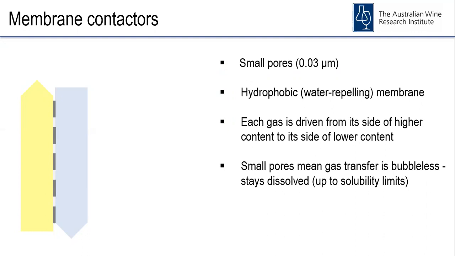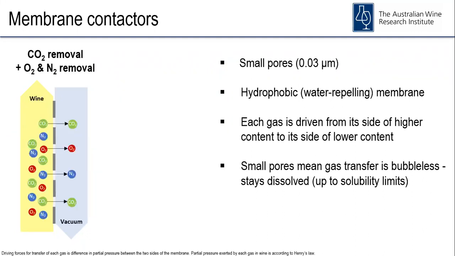The membrane is simply providing an interface for contact between the liquid and gas streams, such that gas molecules can diffuse between them. During this transfer, gas molecules remain in solution, so there's no bubbles. So here's an example. Let's say we have wine flowing on one side of this membrane, and the wine's got some carbon dioxide, some nitrogen and oxygen in it. If on the other side we pull a vacuum, there's no carbon dioxide, oxygen and nitrogen on that side originally. So all three gases are going to go into our vacuum stream, and we're going to remove them from the wine to some extent.